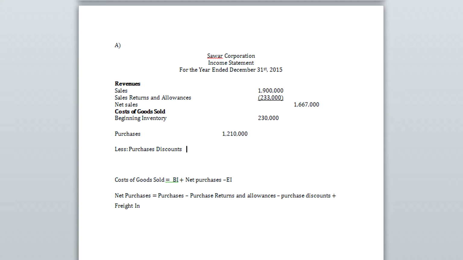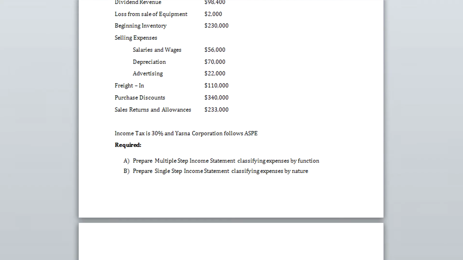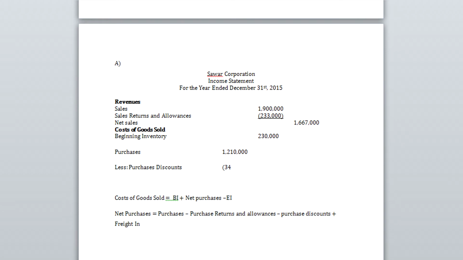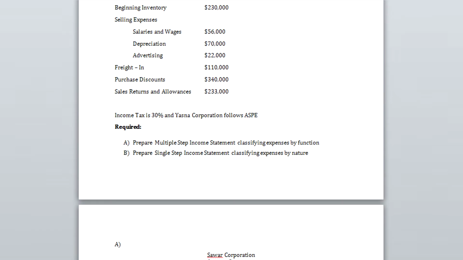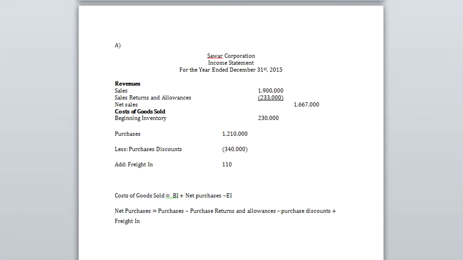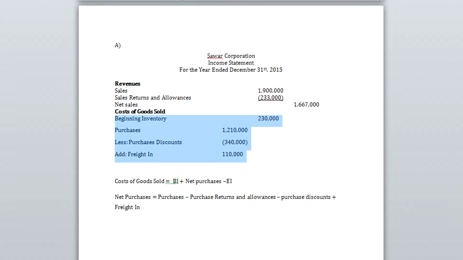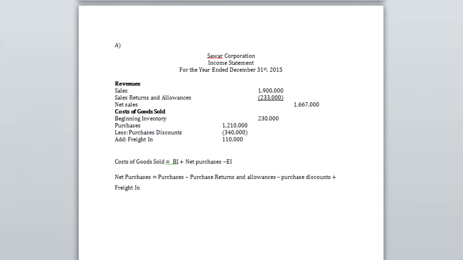Less purchase discounts, which was $340,000. So I'll just put in the brackets there for it. And then we're going to add our freight in. Okay, we add our freight in. And our freight in was $110,000. Okay, so let me just change the format in here. Single space, remove space after. There we go. Okay, so right in here we have purchases, less purchase discounts, add freight in. So we're just going to sum these together to figure out our net purchases.